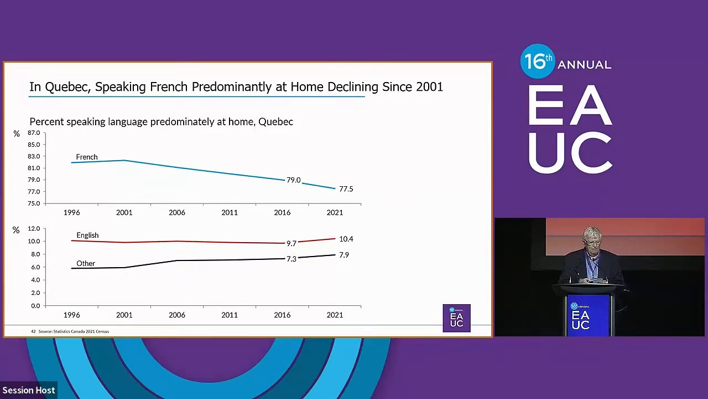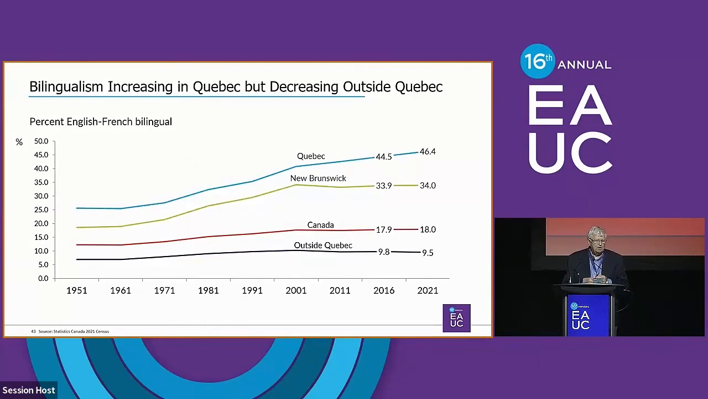You can see English and other languages, much smaller, but they've been sort of holding their own in terms of numbers. And finally, the other topic related to language is the bilingualism in the country. About 18% of Canadians report being able to speak both English and French, and that's been pretty flat now for about 2 decades. But if you look underneath that, there are 2 different trends occurring.